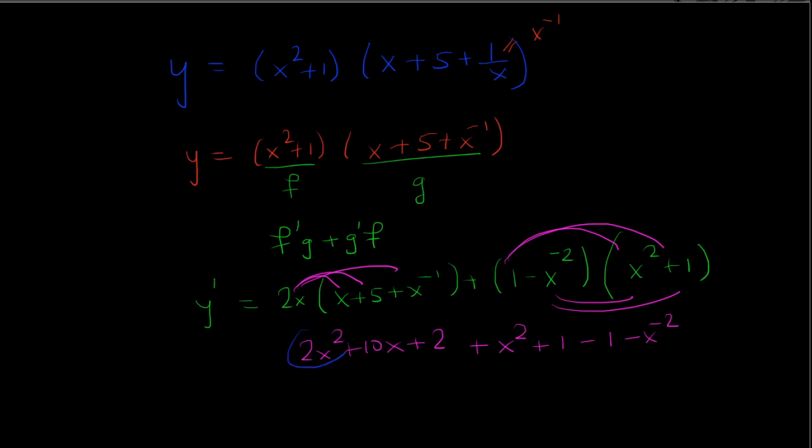Let's see, I have 2x squared plus x squared will be 3x squared. There's only 10x. Then 1 minus 1 is 0. That's going to cancel. So I'm left with 2. And then finally minus x to the negative second. Okay. And that's going to be the derivative.